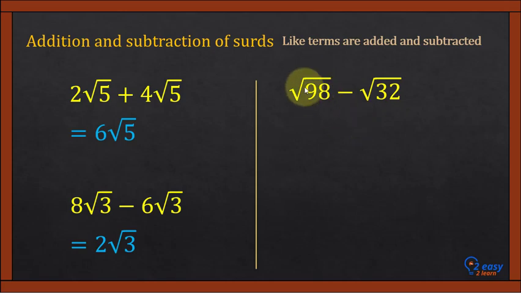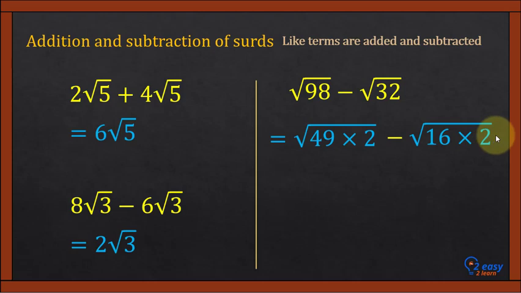Let's simplify square root of 98. You need to think of 2 factors of 98. One should be a perfect square and the other should not be a perfect square. Think about it. Yes. So 49 times 2 is 98. 49 is a perfect square number and 2 is not a perfect square number. Think about 32. Split in 2 factors. Yes, 16 times 2 is 32. 16 is a perfect square number and 2 is not a perfect square number.